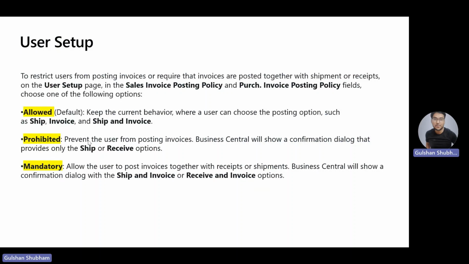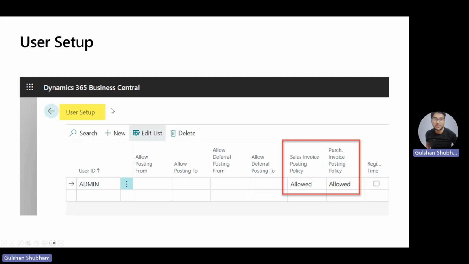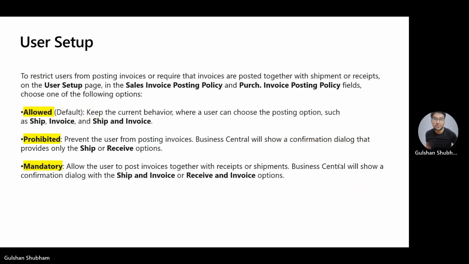Just to have a quick look at the screenshot, this is the user setup page, and here you can see I have two new columns, Sales Invoice Posting Policy and Purchase Invoice Posting Policy. By default, the value will be selected as allowed. Let's understand what it does. If the default option allowed is selected and you have not changed it, you will get the default behavior of the system. If I go to purchase order, I'll be able to post the purchase receipt and invoice from the purchase order individually or both at once, like we normally do.